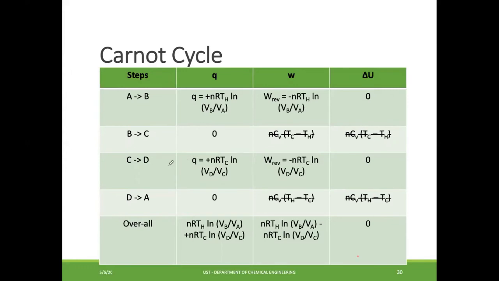C to D is reversible isothermal gas compression. Delta U is equal to 0. Work reversible is equal to negative nRTC ln(VD over VC). Q is equal to positive nRTC ln(VD over VC). The last step is adiabatic gas compression. Q is equal to 0. Work is equal to delta U equal to nCv (TH minus TC). So this term cancels out. So we know that since it's a cyclic process, change in internal energy is equal to 0. Q cycle is equal to this term. Work cycle is equal to this term.